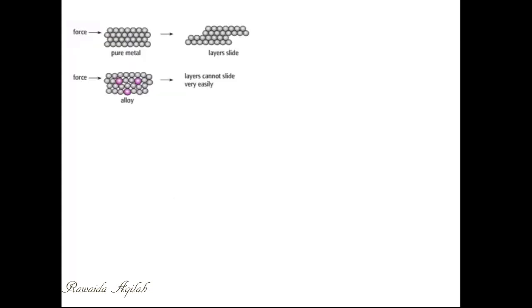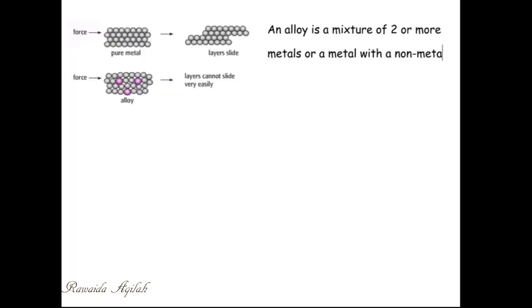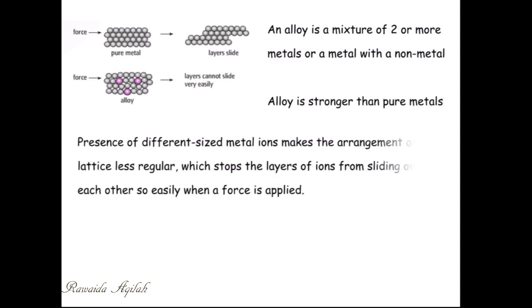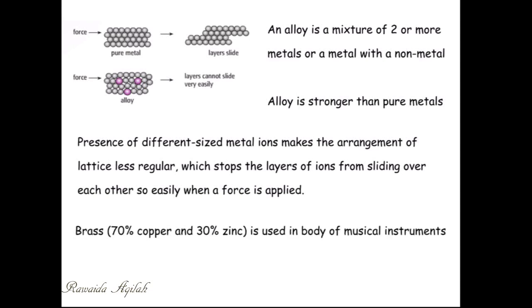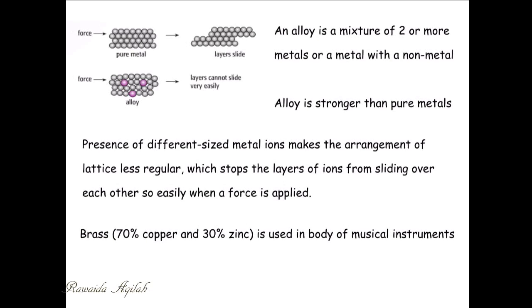However, metals are mostly used in combination with non-metals in alloys due to stronger properties. For example, brass is used to make musical instruments, because the presence of different size atoms in the lattice prevents the layers of ions from sliding when force is applied. Aluminum alloy is often employed in making airplanes because of its lightweight and corrosion-resistant properties.